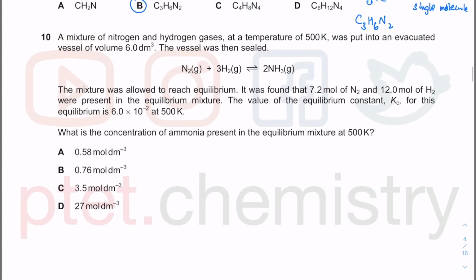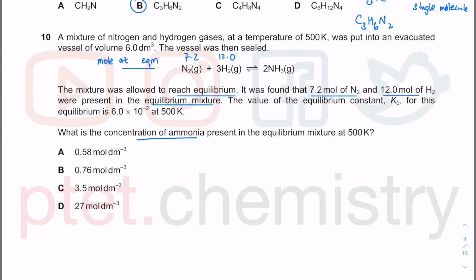Question number 10. This one looks like an equilibrium constant kind of question. Oh yeah, this one is actually pretty easy because they already told you the mole at equilibrium. They told you they have 7.2 mole of N2. This is already at equilibrium according to the question. All right, so you have 12.0 mole of H2 in this equilibrium mixture.